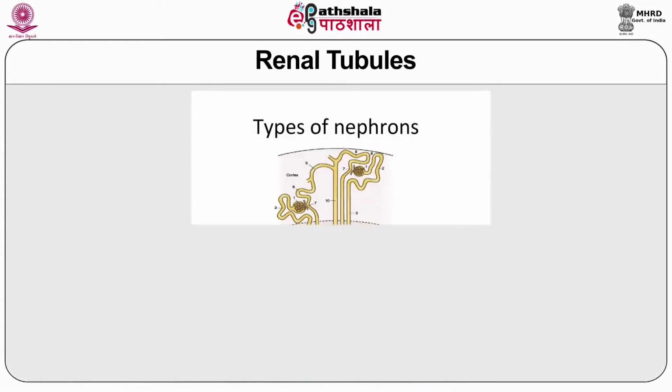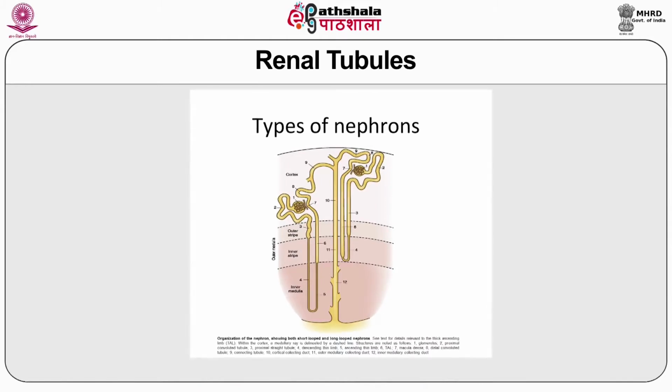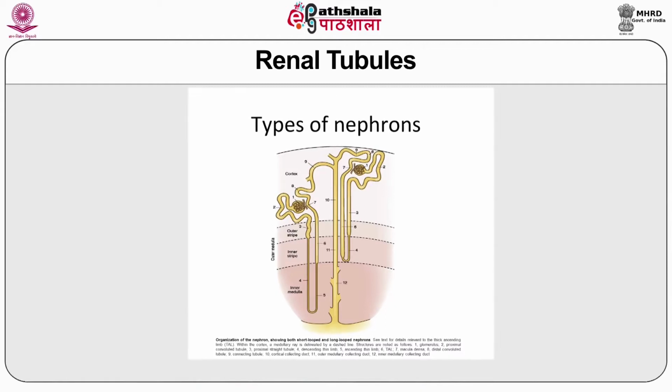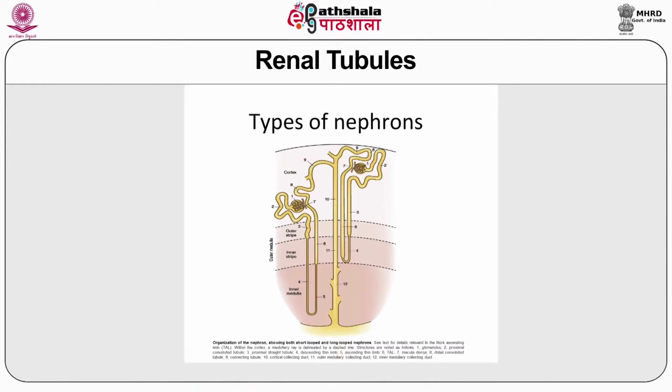Now, there are basically different types of nephrons in the kidney. Nephrons are divided on the basis of the length of the loop, and first of all it is two types. That is the cortical nephron, which is about 60 to 70% of the nephrons that are present superficially in the kidney.